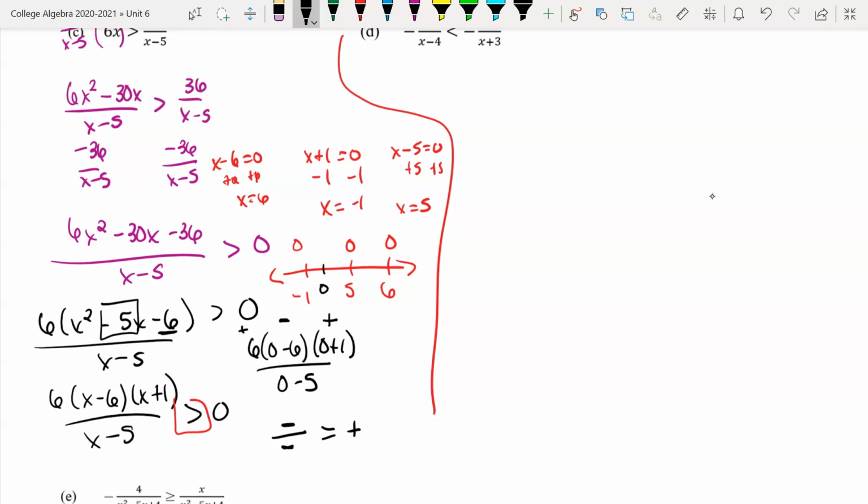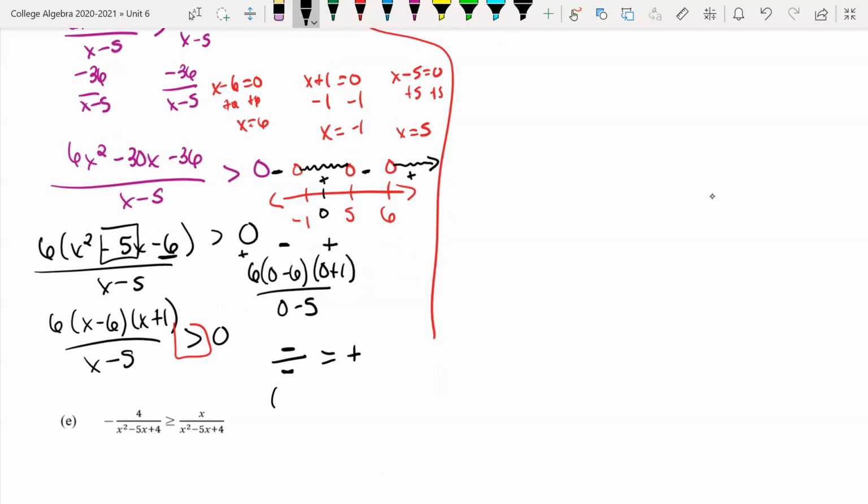So is a positive answer going to be greater than 0? Well, the answer is yes. So I'm going to shade there because it's true, which means this is going to be negative, this is going to be negative, and then this last one is going to be positive. So my answer would be negative 1 to 5 union 6 to infinity.